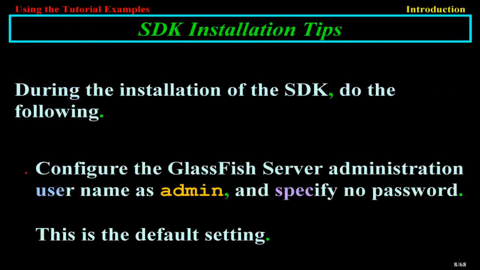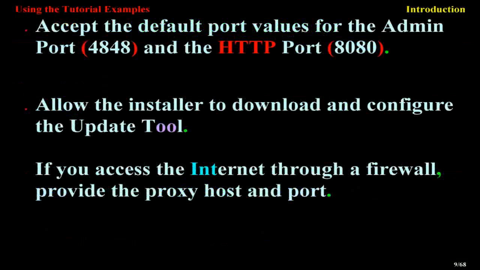SDK Installation Tips. During the installation of the SDK, do the following. Configure the GlassFish server administration username as admin, and specify no password. This is the default setting. Accept the default port values for the admin port 4848 and the HTTP port 8080. Allow the installer to download and configure the update tool. If you access the internet through a firewall, provide the proxy host and port.